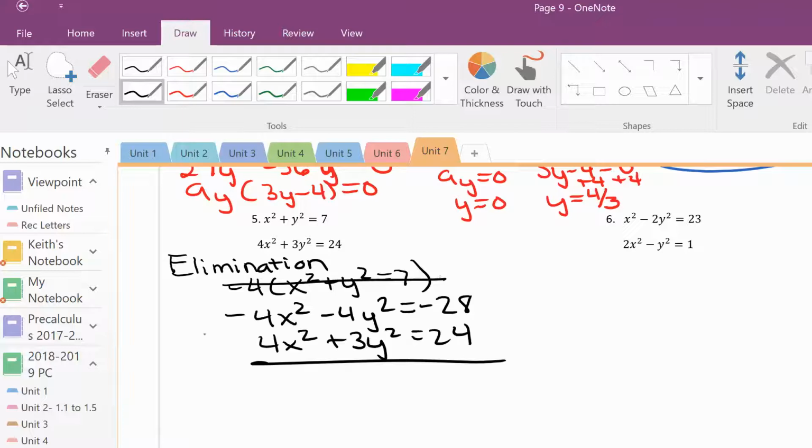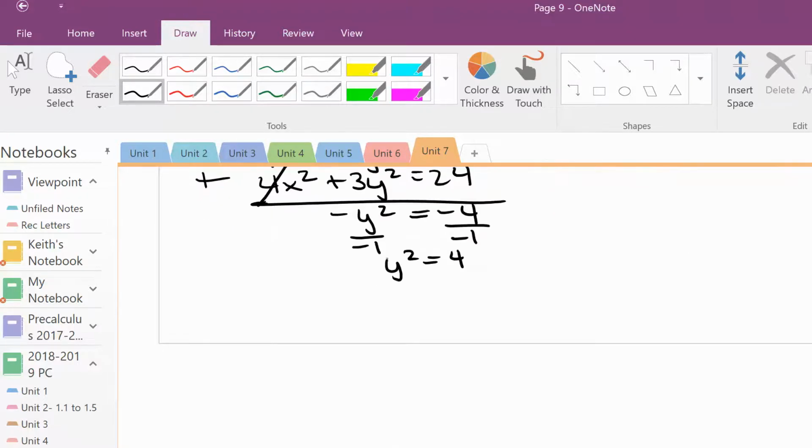So I'm going to add down. So notice it eliminates the x's. So I get -y squared equals -4. Divide by -1. Y squared equals 4. And now here's the part where people can make a lot of mistakes. When you take the square root, you get y equals plus or minus 2.